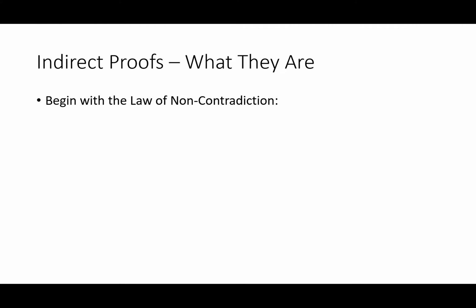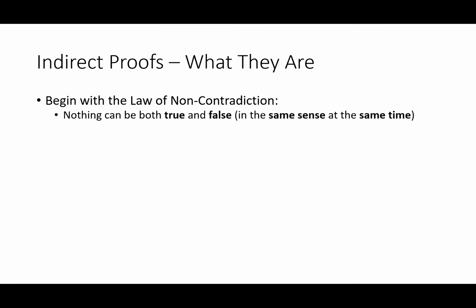Indirect proofs begin with the law of non-contradiction, which states that nothing can be both true and false in the same sense at the same time. Our entire logic system depends on this law that says, basically, P and not P is always false. For this reason, we sometimes call indirect proofs reductio ad absurdum, which means something like to reduce to absurdity.